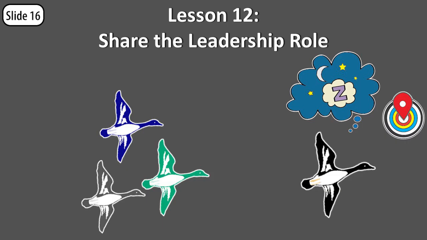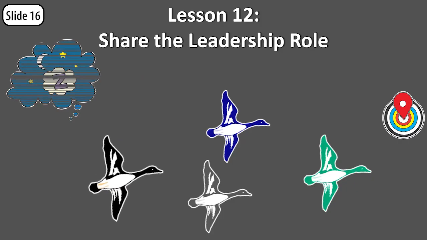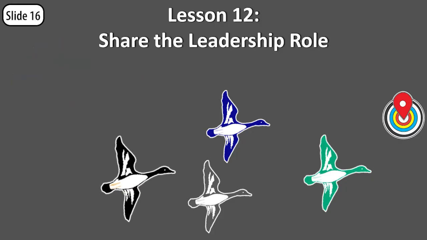Slide 16, Lesson 12. Share the leadership role. The animation on this slide starts with a lead goose that has a sleeping icon above it, followed by 3 teammates. Next, the lead drops back behind the others, and a new goose takes the lead. This animation illustrates how a lead goose goes to the back of the formation when it gets tired. As we already said, being the lead goose is hard work. They need to stay sharp and be up to the task. Their team depends on them.